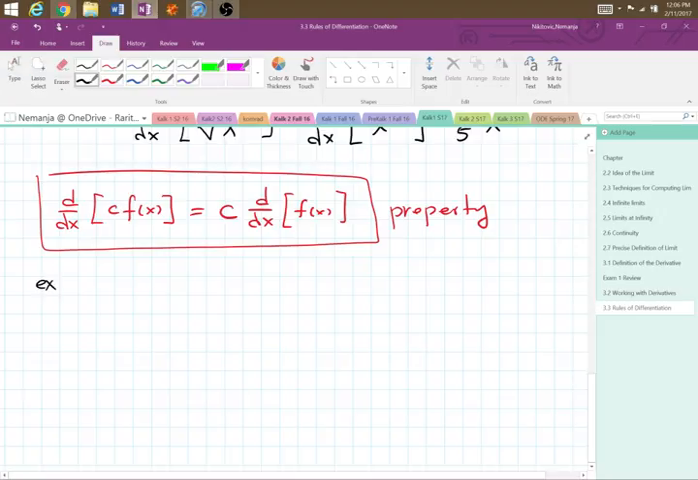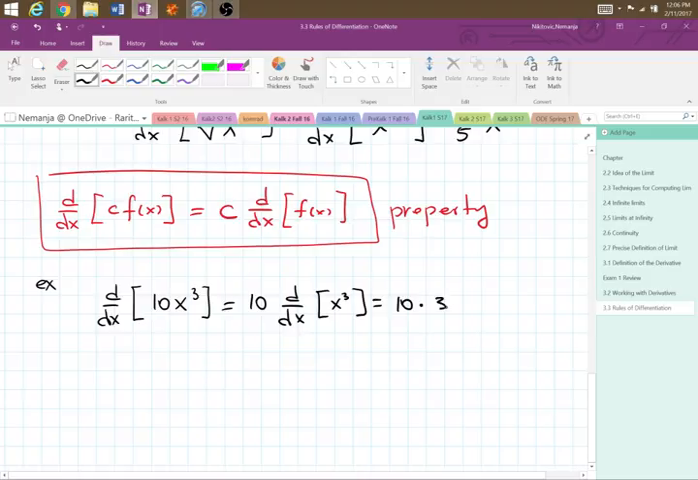So let's say you are looking for the derivative of 10x cubed. Well, by the property, you can kick 10 out and find the derivative of x cubed. So it's going to be 10 times 3x squared, which is 30x squared. Now, I understand that the next Saturday, you will be going from here directly there. Fine. All right? That's okay.